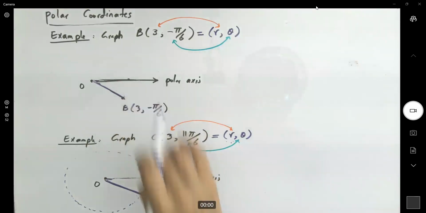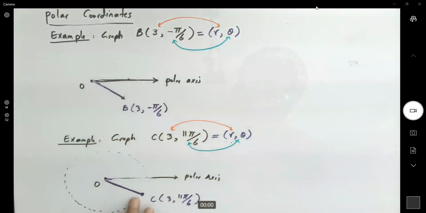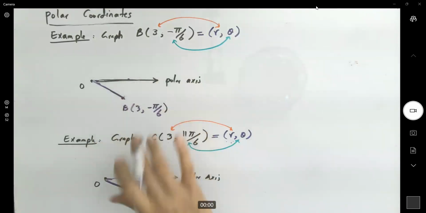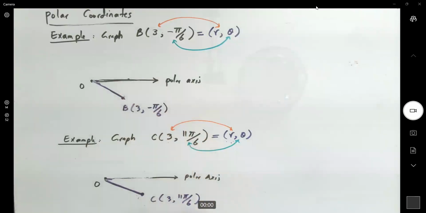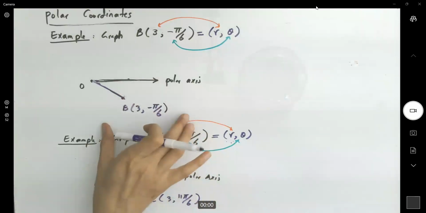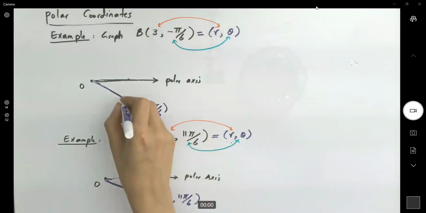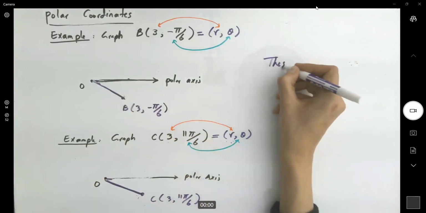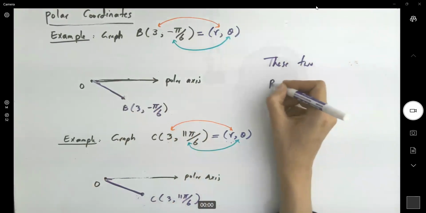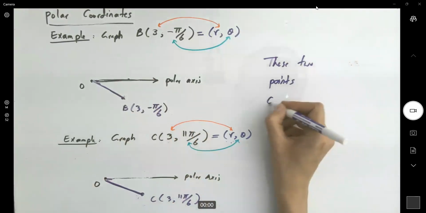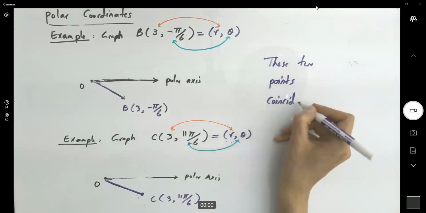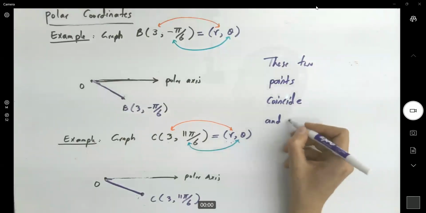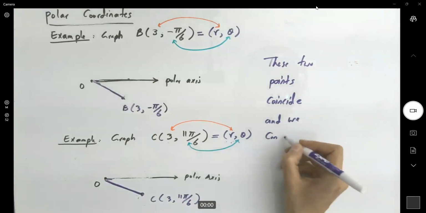So as you can see, these 2 points, if you just forget about this rotation, the whole rotation, these 2 points representing the same polar coordinate format for the same point. So these 2 points coincide, and we can verify that.